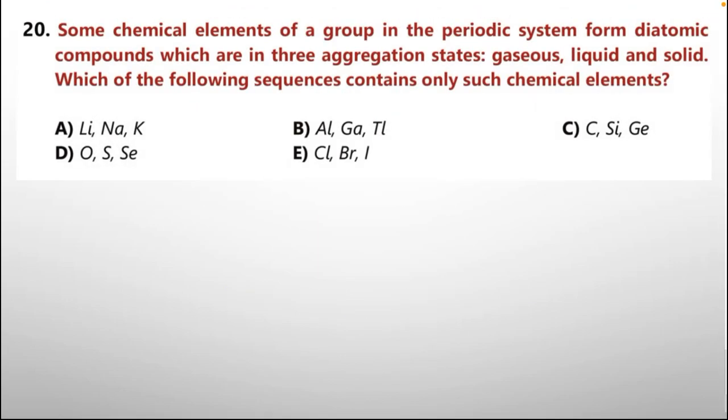Now we are at the end of this slide, and the last question, number 20. Some chemical elements of a group in the periodic system form diatomic compounds which are in 3 aggregation states: gaseous, liquid, and solid. Which of the following sequences contains only such chemical elements? Options A to E are given. Let us go for some solution.